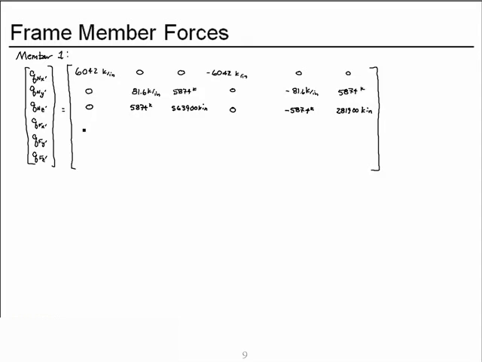Our next row is exactly the opposite of the first row. Minus 6042 kips per inch, 0, 0. 6042 kips per inch, 0, 0. The fifth row is exactly the opposite sign, same magnitudes as the second row. And so we have 0, minus 81.6 kips per inch, minus 5874 kips, 0, a positive 81.6 kips per inch, and a negative 5874 kips.